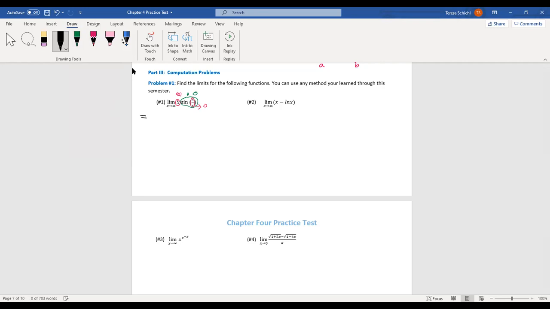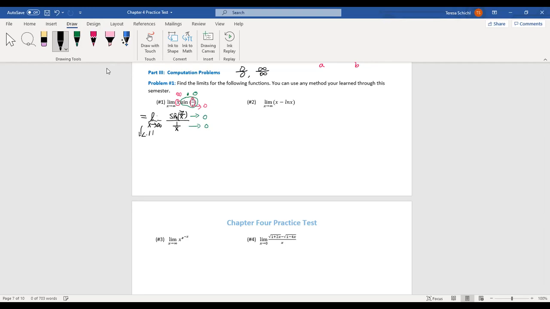So we will try to use L'Hopital's rule, but first I need to change the form. Remember, L'Hopital's rule applies to 0 over 0 or infinity over infinity, right? So let's try to change that. I will leave the sine of pi over x on the top, then I will flip the x to 1 over x. Now I have the form 0 over 0, and then I can use L'Hopital's rule.